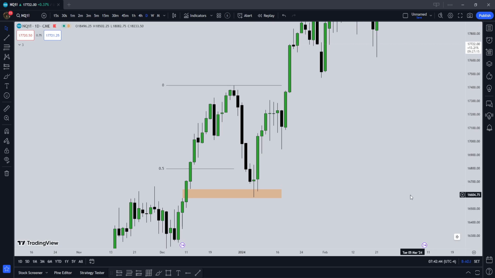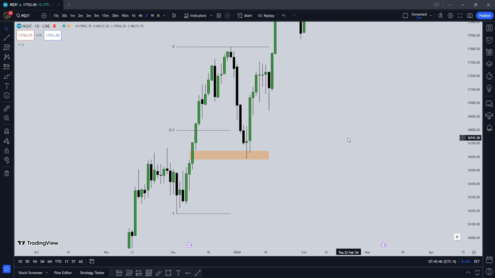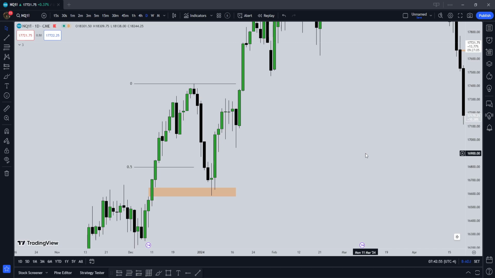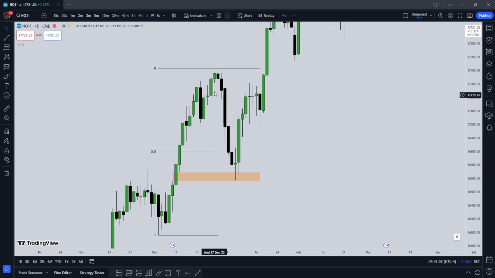So I'm on a daily time frame here. I'm going to show you how you could have taken this trade, and I'm going to show you more examples as well, so stay tuned. Yes, I'm on a daily time frame, so we came into the discount. We are in this discounted fair value gap. What are we going to wait for? We're going to wait for a confirmation on a lower time frame.